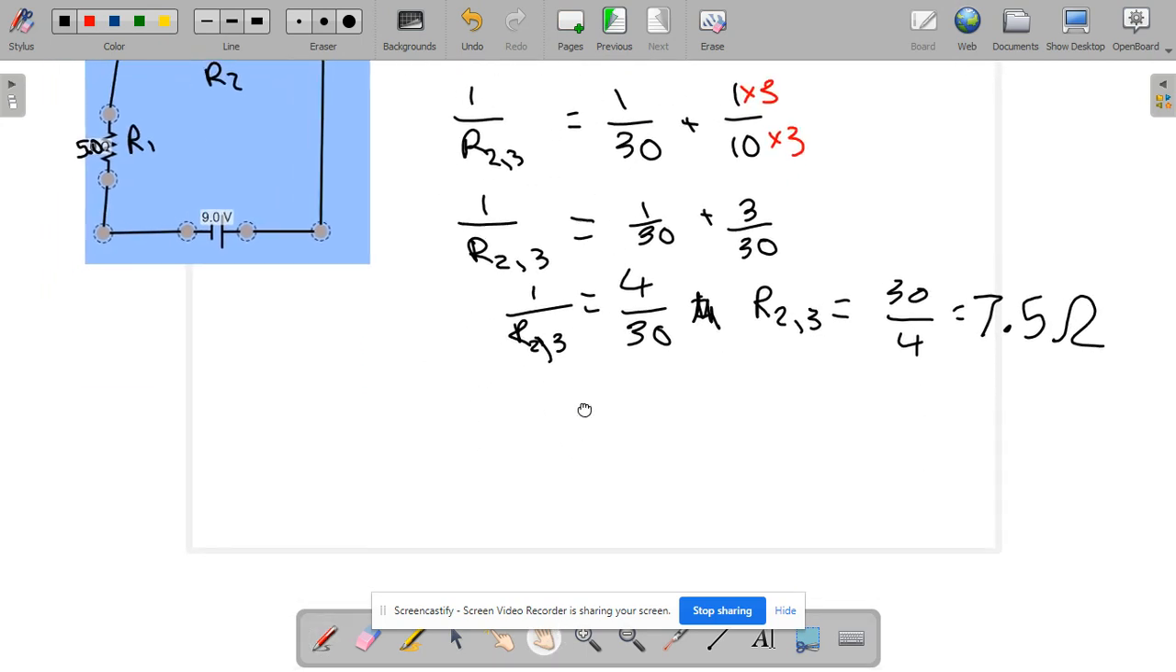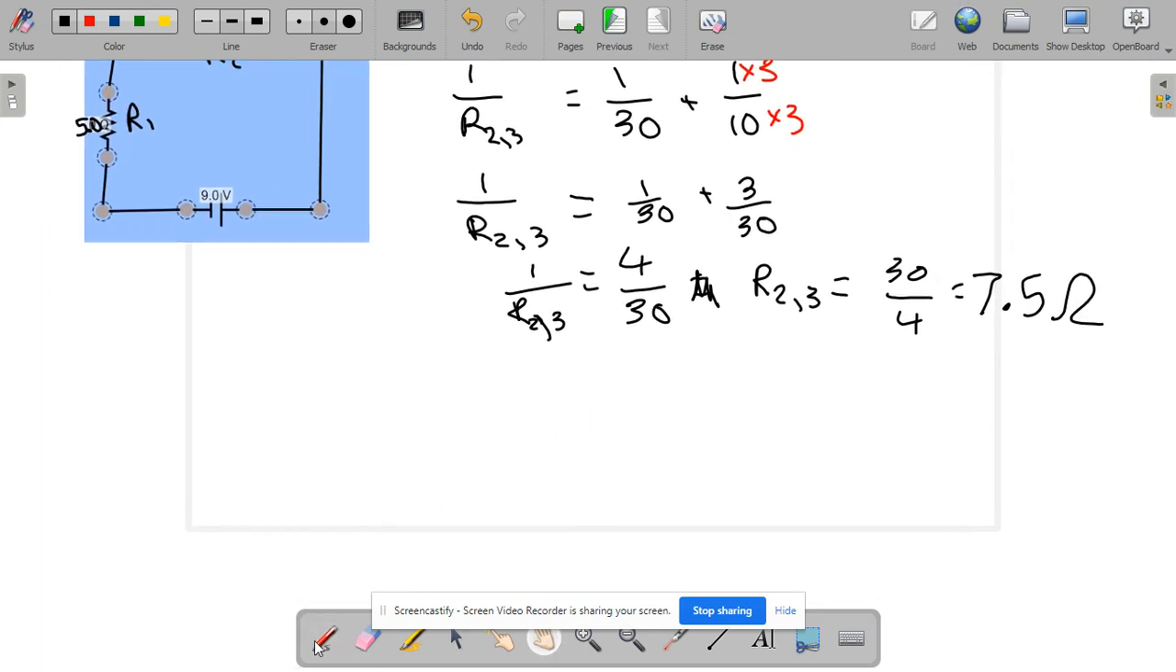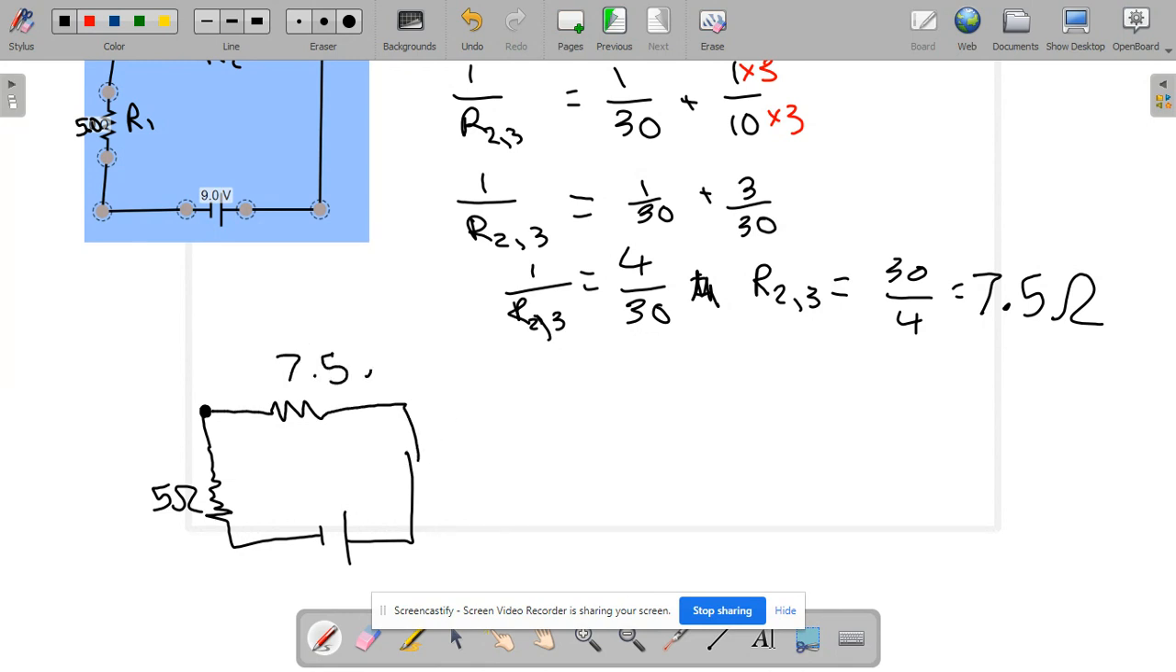Now what we're going to do is redraw the circuit. I'm going to replace those two resistors that we had in parallel with a 7.5 ohm. So we got the battery. We got this 5 ohm resistor still. We come up here to where the junction was, and from that side to the other side now, we're going to have just a plain old 7.5 ohm resistor. So now you'll notice that we have a series circuit with a 5 and a 7.5.